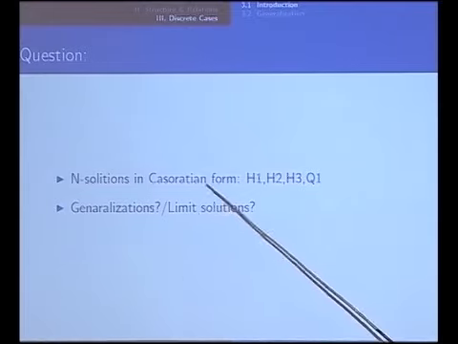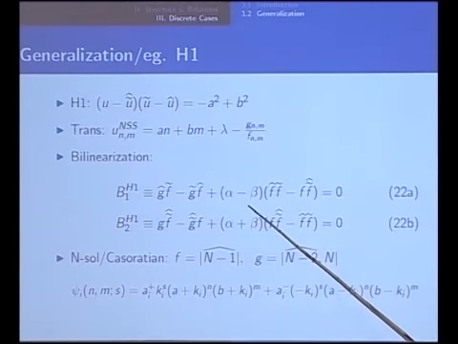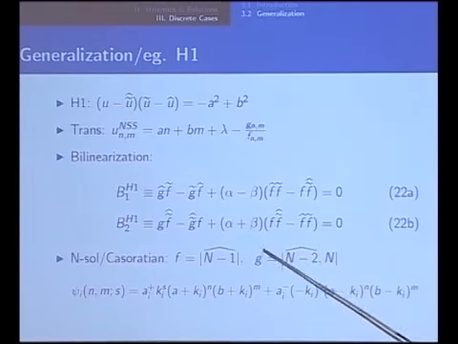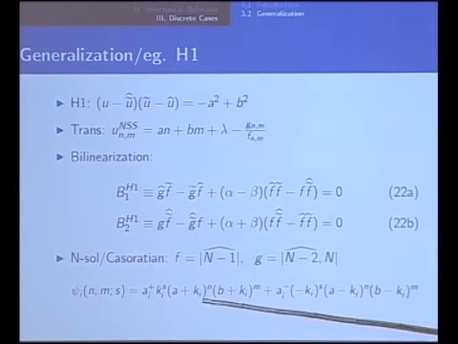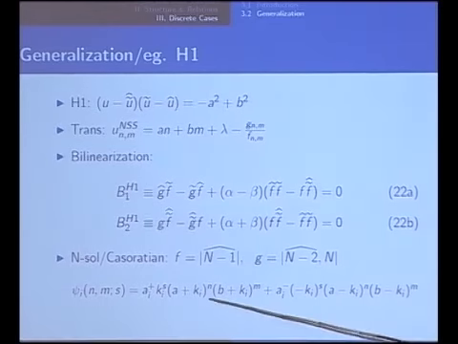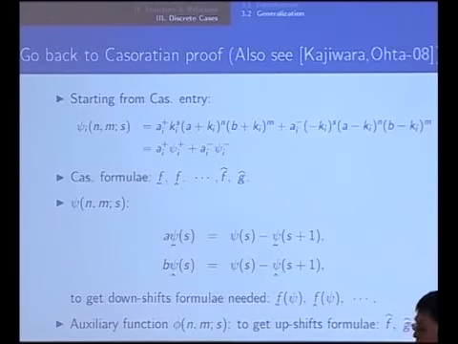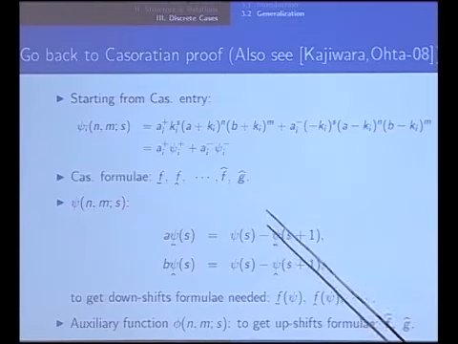In this way, we have got solutions for H1, 2, 3, and Q1. The question is, can we do some generalization in Casoratian form, and are they related, like in the continuous case, by some limit procedure? The example is H1. I will take H1 as an example to talk about this. And this is the H1 transformation and bilinear form, n-soliton solution, and Casoratian entries.